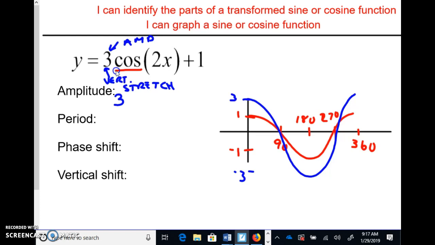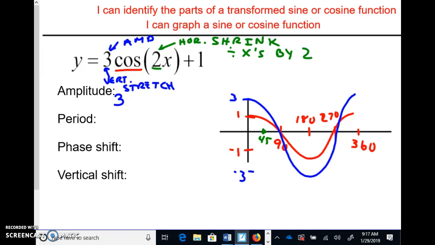In green, we will deal with the 2, and the 2 is a horizontal shrink, which means we will divide the x's by 2. So we will take each x value and divide it by 2. So the x value at 90 is now at 45. The x value that's at 180, divide that by 2, is now at 90.